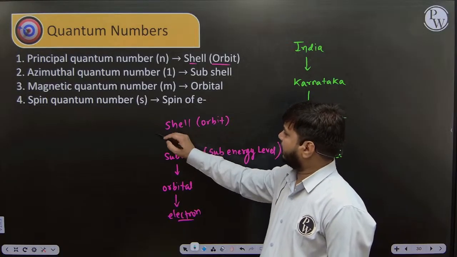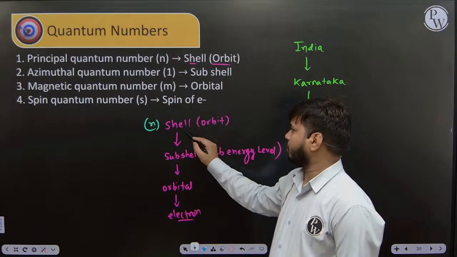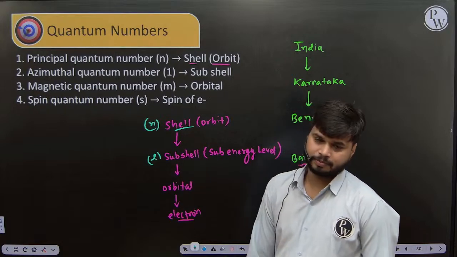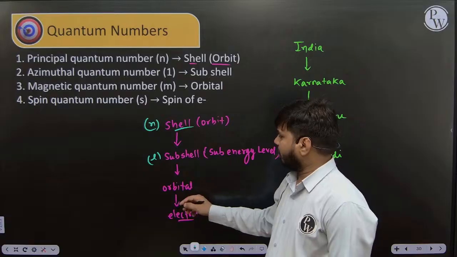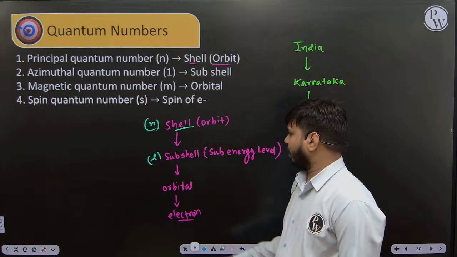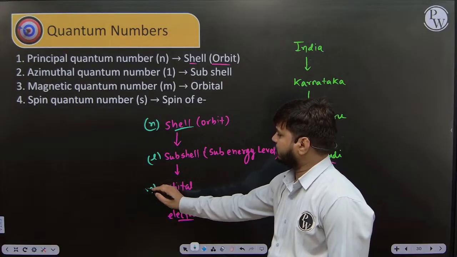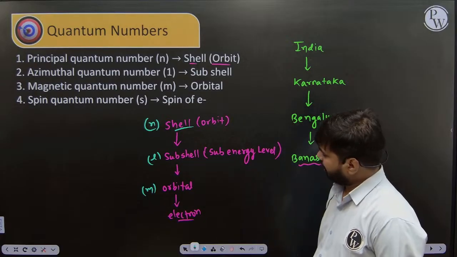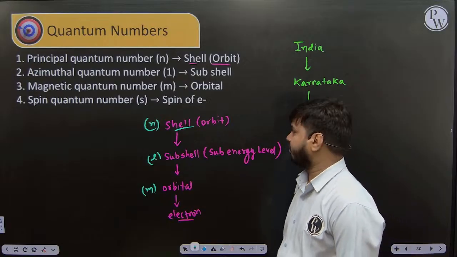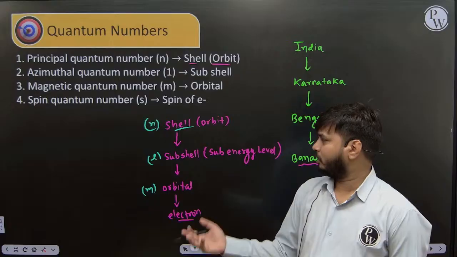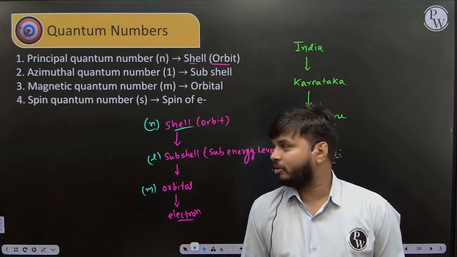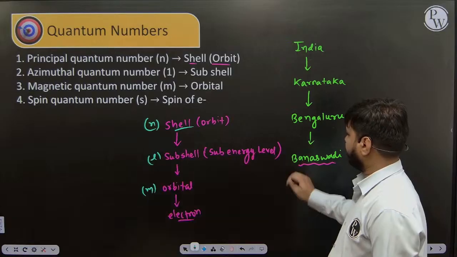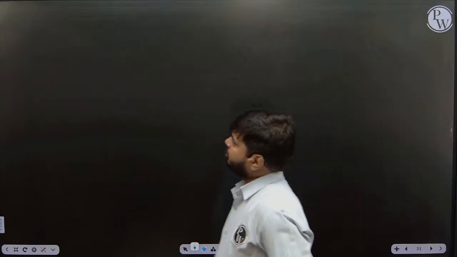So in order to know the position or location of an electron, we require the principal quantum number, which represents the shell. Next we require the azimuthal quantum number l. In order to know the orbital, we require the magnetic quantum number m. And we also have the fourth quantum number, which tells you about the spin of the electron, which we will discuss separately. So let's first start with the first quantum number, the principal quantum number.